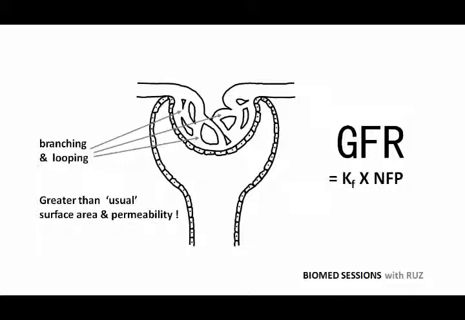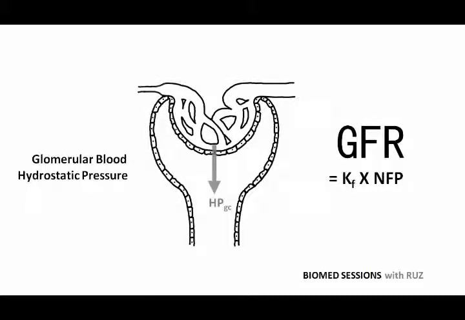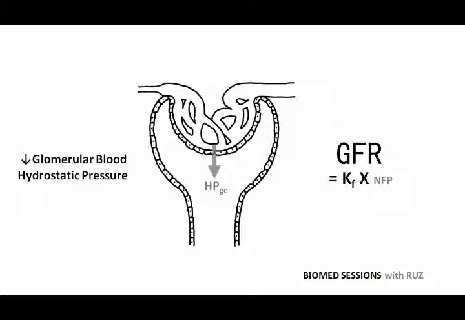It is important to note that when considering GFR, we must also take into account the number of functioning nephrons and how effectively the glomeruli filter blood. So, how can GFR be changed? Well, of course, by altering either the filtration coefficient or NFP. For example, if we constrict the afferent arteriole, the hydrostatic pressure of the glomerular blood will decrease due to the reduction of blood available for filtration. As this pressure is associated with NFP, this will also decrease, and hence GFR will decrease.